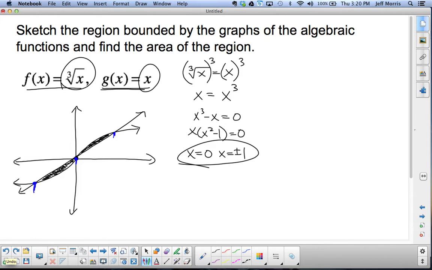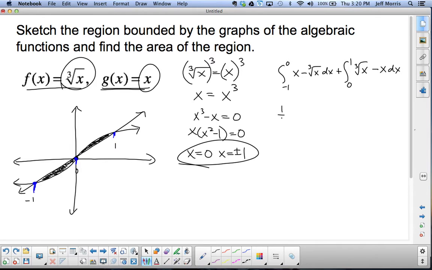So then I'm going to have the area be represented by taking the definite integral. Over here is obviously the -1, the 0, and then the 1. Everything's in terms of x, so my limits of integration have to be in terms of x. So it's going to be the integral from -1 to 0 of the top function, which is x, minus the bottom function, the cube root of x dx, plus the integral from 0 to 1 of the cube root of x, the top function, minus x dx.